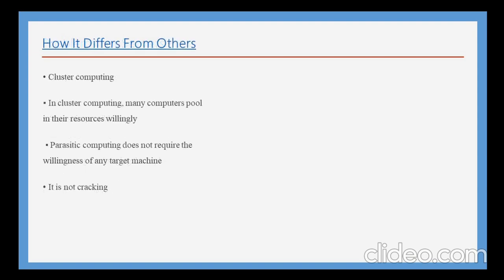How does it differ from the others? Cluster computing: many computers pool their resources willingly. All the computers that are contributing know what they're contributing to. But in parasitic computing, they don't know. Parasitic computing doesn't require the willingness of the target machine. It is not cracking.